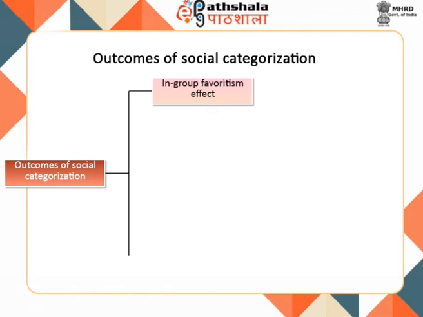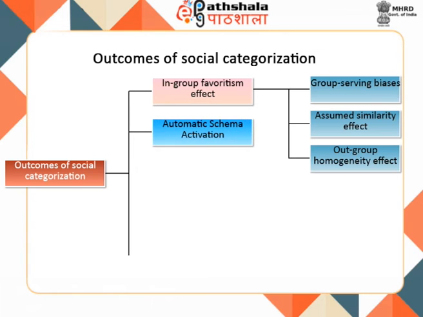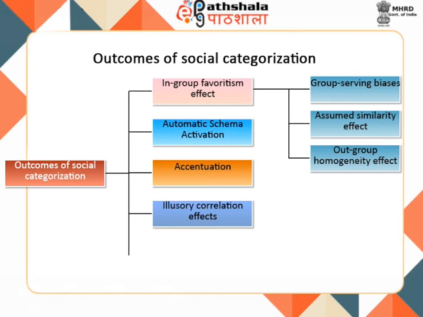Categorization leads to a perceptual distortion in which members of the in-group appear more similar to one another and more different from members of the out-groups than if they had not been categorized. The various systematic biases arising due to in-group favoritism are group-serving biases, assumed similarity effect, and out-group homogeneity effect. Other effects of categorization are automatic schema activation, accentuation, illusory correlation effects, and ethnocentrism.